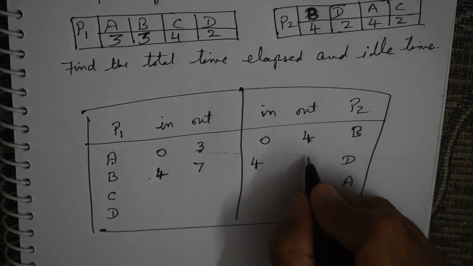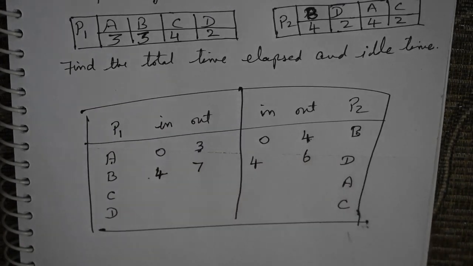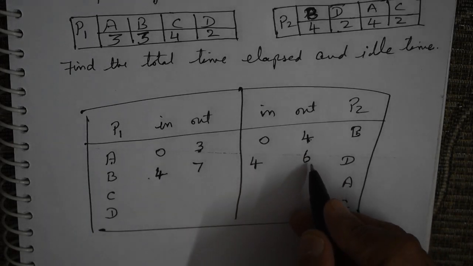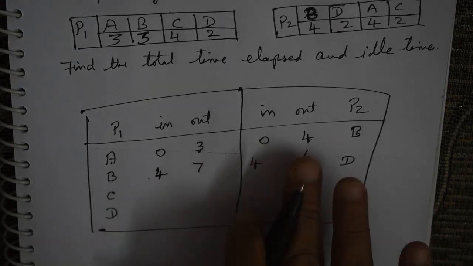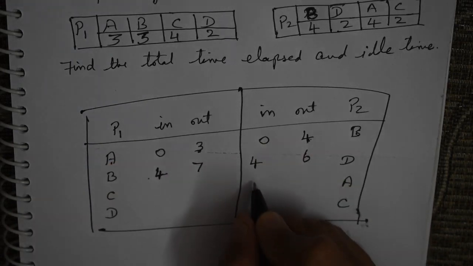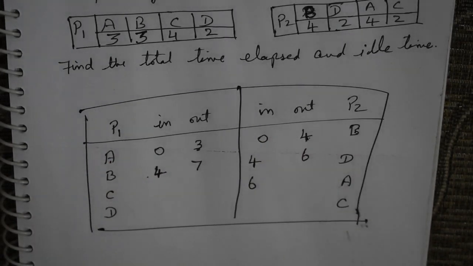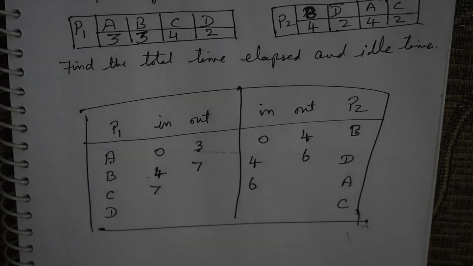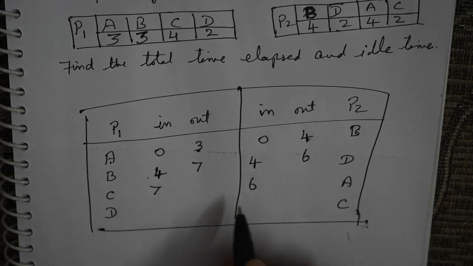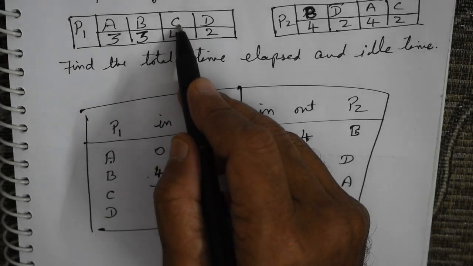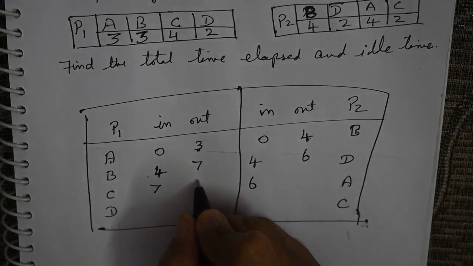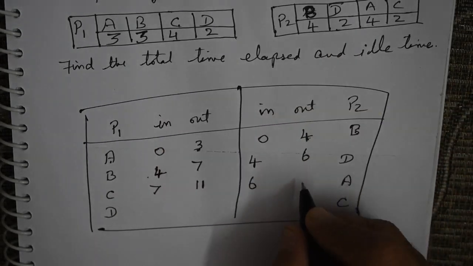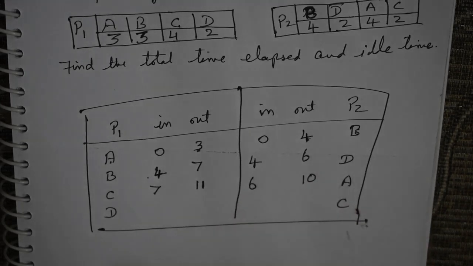Product 2 in machine D takes 2 minutes, so 6 minutes. At the 6th minute P2 is complete, it is transferred to machine A. Machine A is very much available, so you can start at the 6th minute here, and product 1 can start only at the 7th minute. Now machine C for product 1 is 4 minutes, so it finishes at 11. A takes 4 minutes, so it can finish at 10.